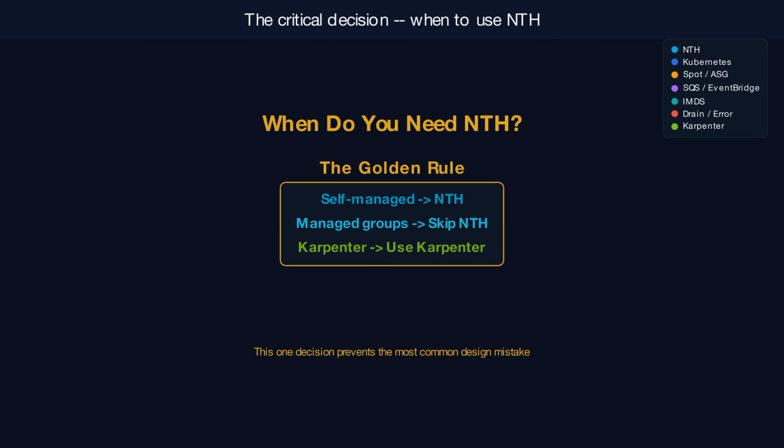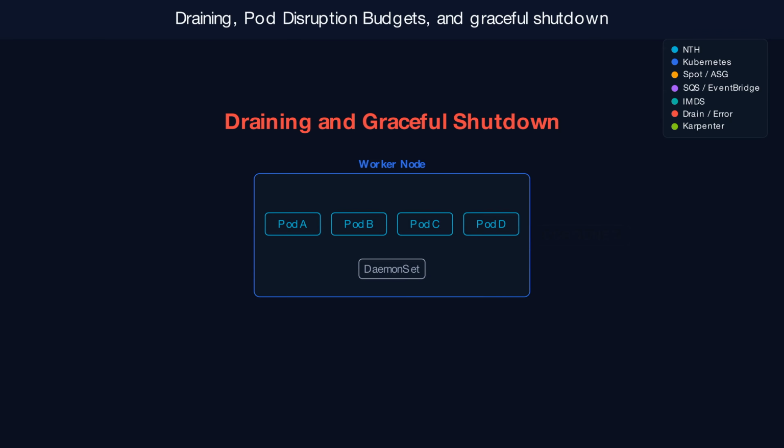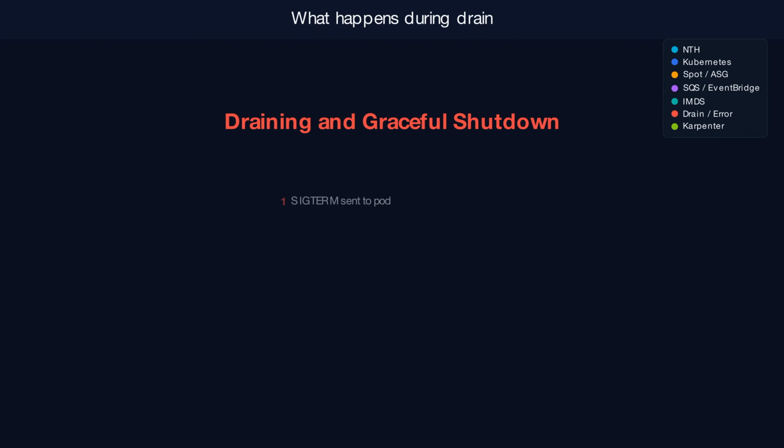Draining is where real-world incidents happen. Let us understand the mechanics. Cordon means marking a node as unschedulable. No new pods land there. Drain means evicting existing non-daemon set pods. You usually want both. During drain, each pod receives a SIGTERM signal. If a pre-stop hook is defined, it runs first. The pod then has its termination grace period to shut down cleanly.